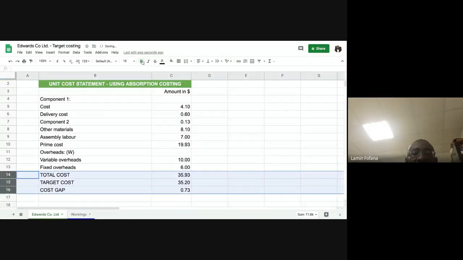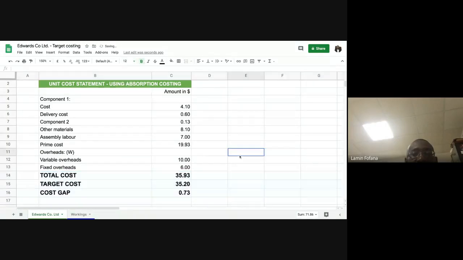So our cost gap will be 0.73. I'm going to make it bold and increase the font size to 12 so that it stands out. So our total cost is $35.93, our target cost is 35.2, and our cost gap is 0.73. Okay, so any questions? I think we have to stop here.